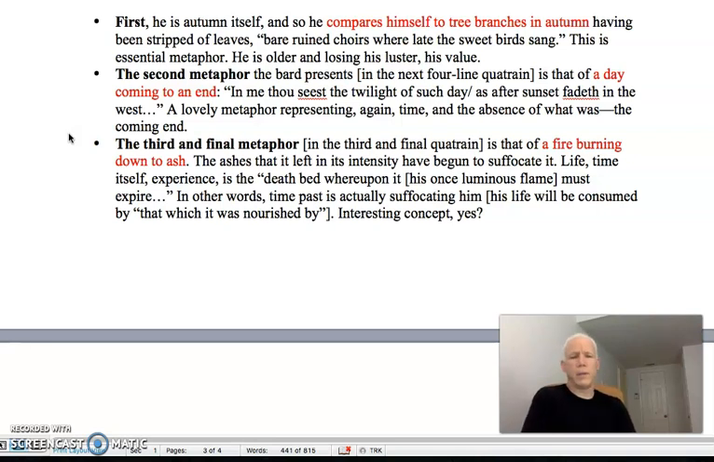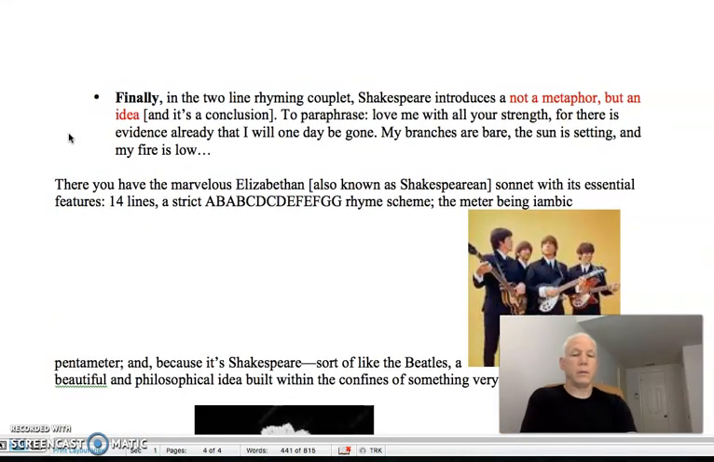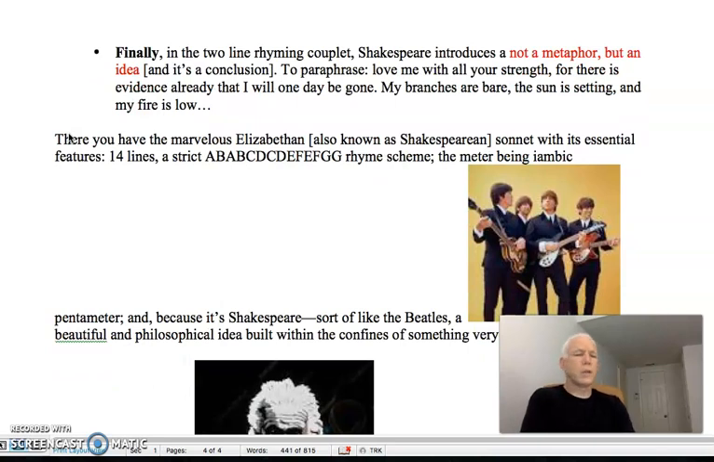The third and final metaphor, in the third and final quatrain, is that of a fire burning down to ash. The ashes that it left in its intensity have begun to suffocate. Life, time itself, experience, is the deathbed whereupon it, his once luminous flame, must expire. In other words, time past is actually suffocating him. His life will be consumed by, quote, that which it was nourished by. Interesting concept, yes? Finally, in the 2-line rhyming couplet, Shakespeare introduces not a metaphor, but an idea.